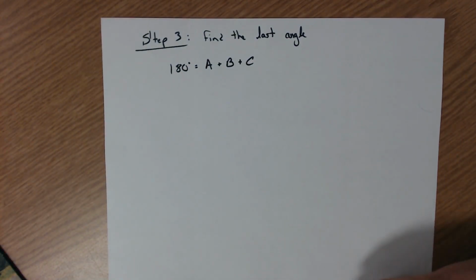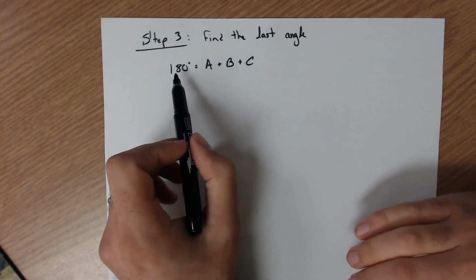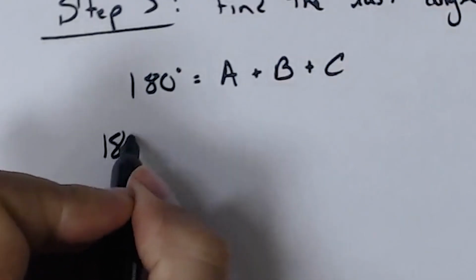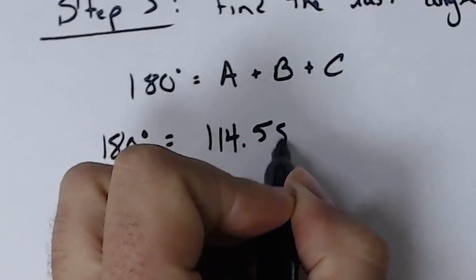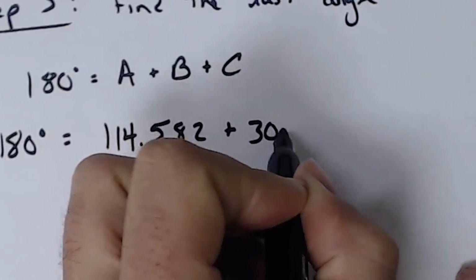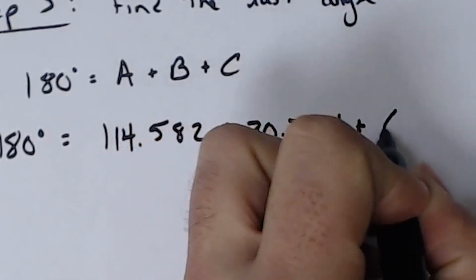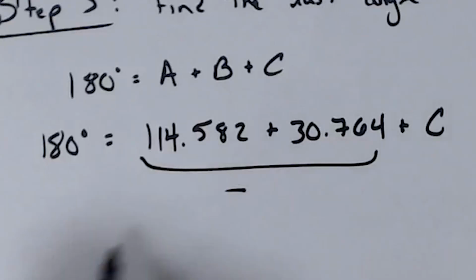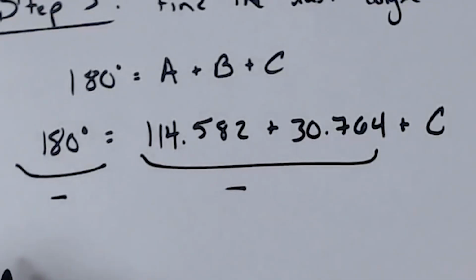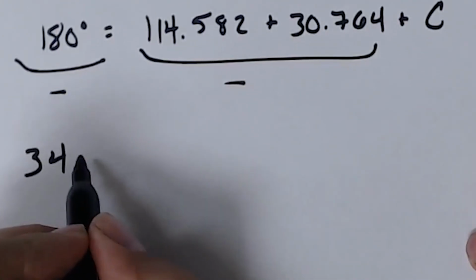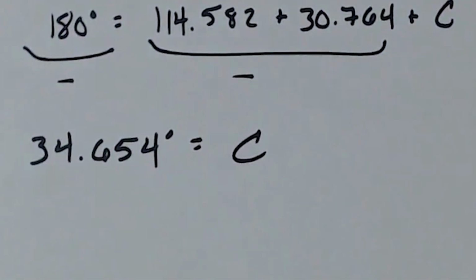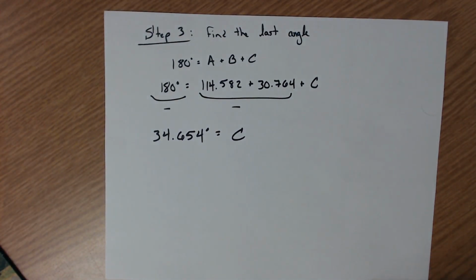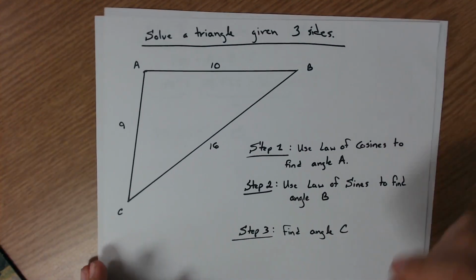The only thing I need to do is solve for my last angle. And again, I want to do this the easiest way possible. And that is to know that all angles are going to add up to 180. And I know 2 of those 3 angles. I know that one of them is 114.582. The other one is 30.764, and then I do not know angle C. I subtract both of those from both sides. 34.654 degrees equals angle C. Now that I have done that, I know all of my pieces, and I have solved this triangle.